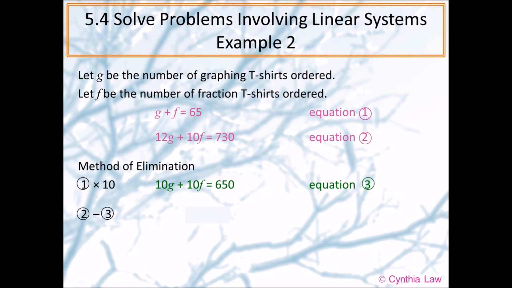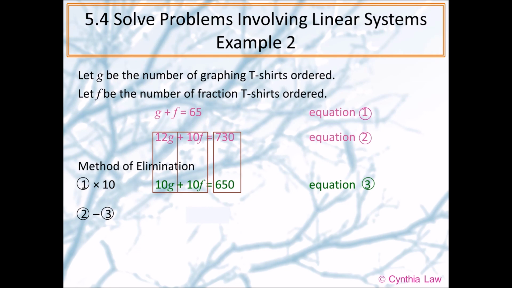So I am going to use equation 2 to subtract equation 3. This way, I can avoid using negative values. Because when I'm checking right now, I have 12G subtracting 10G, that gives me a positive number. And then I have 10F subtracting 10F, that will give me the 0 that I'm looking for. And then I have 730 subtracting 650, and that is going to give me a positive value.